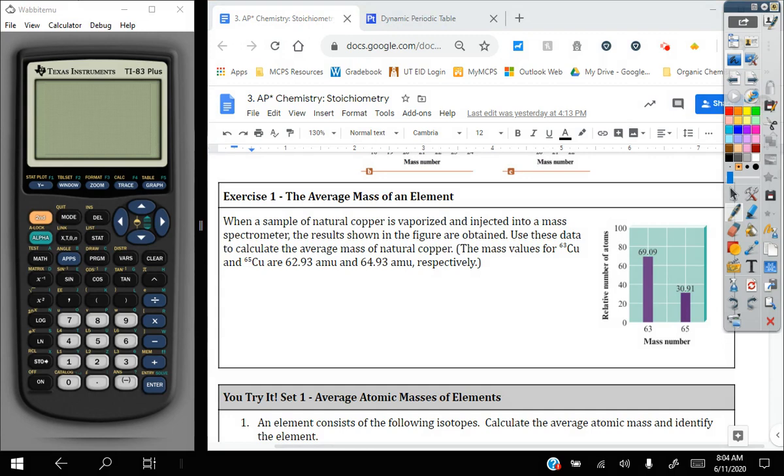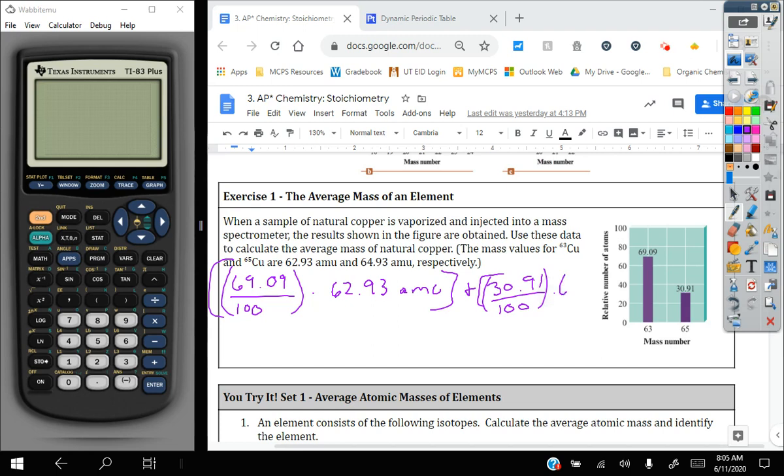So we're going to take our 69.09 over 100 times the mass of 62.93 AMU plus, and then we'll open our brackets again, and we'll do 30.91 over 100 times my 64.93 atomic mass units. I'm sorry, I did end up writing on the graph, but we'll just have to make that work. So, order of operations in the calculator.